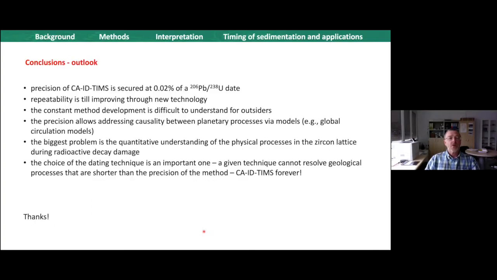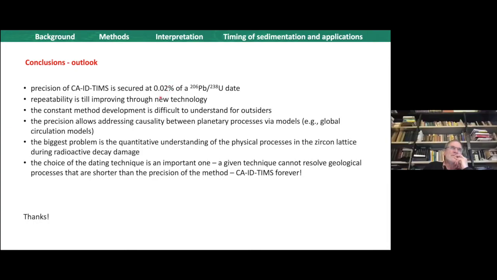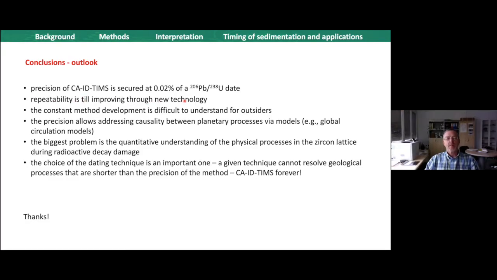Okay, so we as a community are quite confident that we can secure a CA-ID-TIMS state at this level of precision. Now I put the 2. I could also put the 1, but I think a 2 is more realistic. The repeatability is still to be improved, and in the next month or two we'll get an upgrade of one of our mass specs here with new technology.